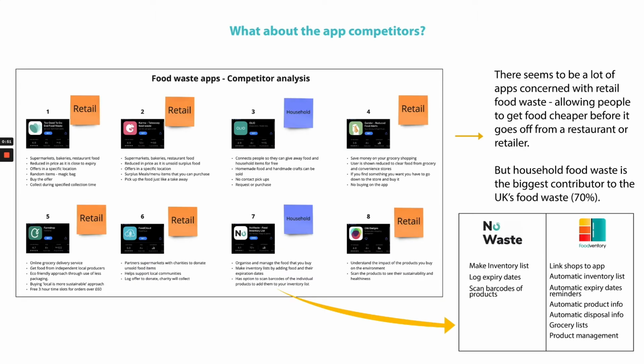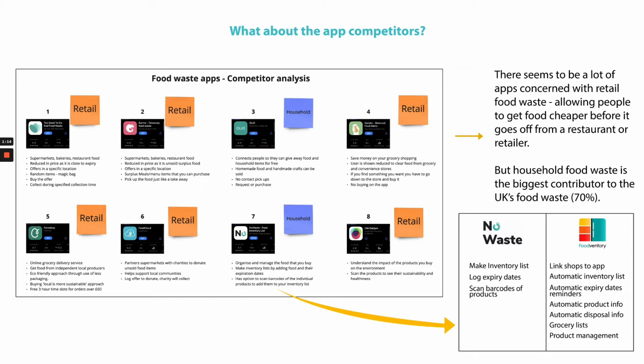So looking at the competitors for this app, there seems to be a lot of apps concerned with retail food waste, which basically allows people to get food at a cheaper price just before it goes off from a restaurant or a cafe or a retailer like Tesco. But as I said earlier, household food waste is the biggest contributor to the UK's food waste, but there's very little apps concerned with this.